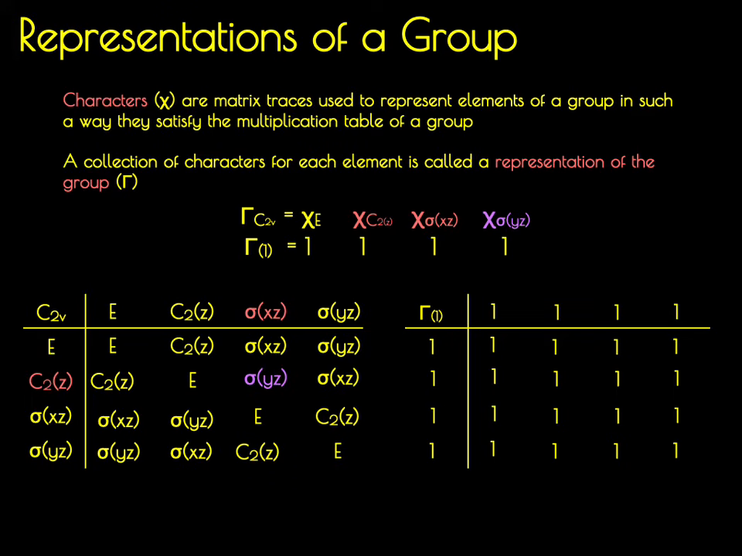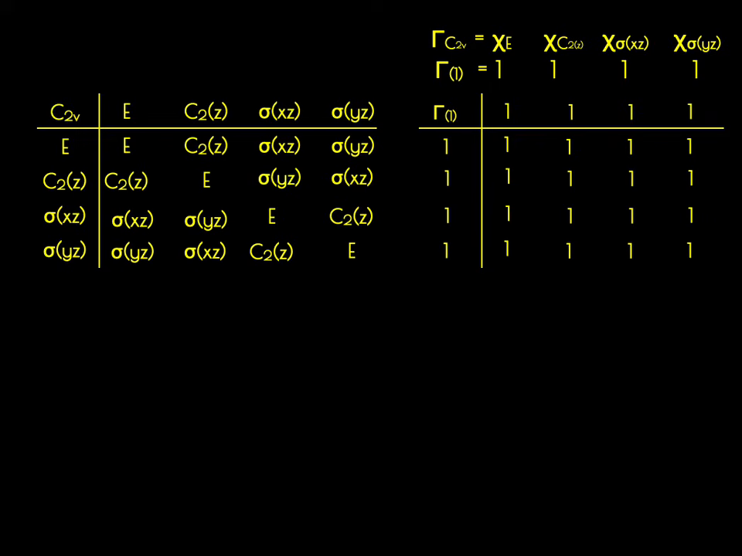If we look over at the multiplication table for that gamma 1 representation, we find that those two positions each have characters related to 1, and then the resulting character is 1. This satisfies group multiplication. No matter how we multiply these characters, we get the same character back that corresponds to the original representation. So 1, 1, 1 satisfies the group multiplication table. It's a valid representation of the C2V point group.